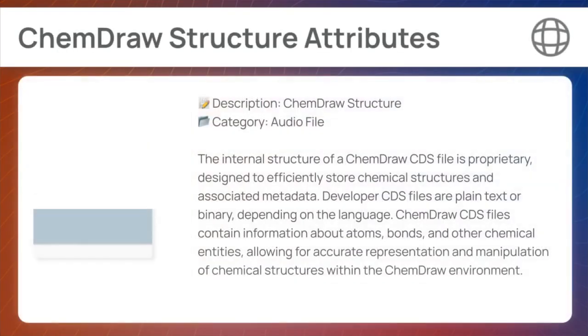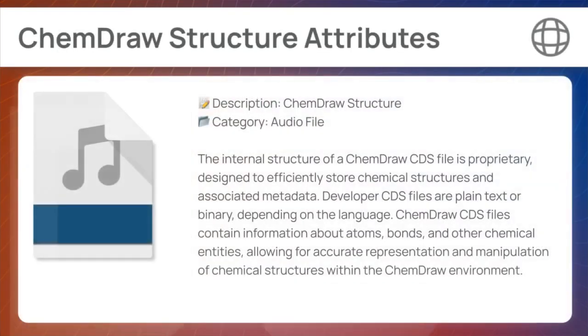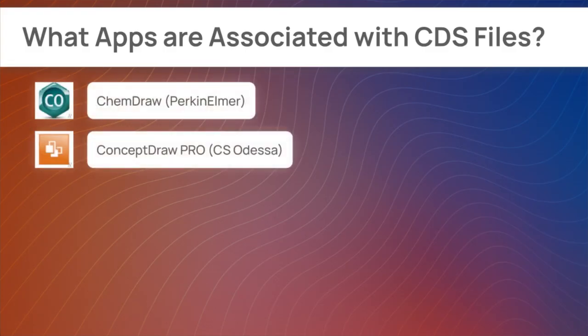The internal structure of a ChemDraw CDS file is proprietary, designed to efficiently store chemical structures and associated metadata. Developer CDS files are plain text or binary, depending on the language. ChemDraw CDS files contain information about atoms, bonds, and other chemical entities, allowing for accurate representation and manipulation of chemical structures within the ChemDraw environment. The CDS format operates under the official standard set by ChemDraw from PerkinElmer.